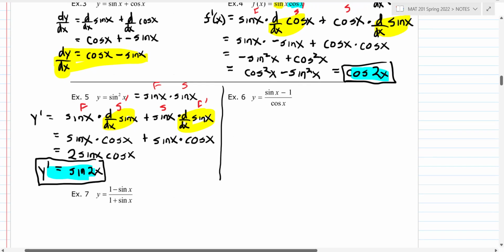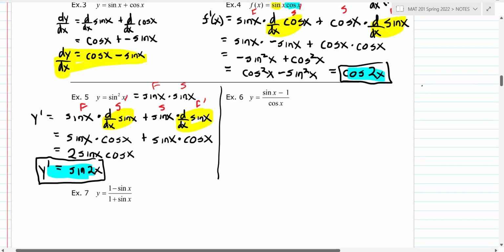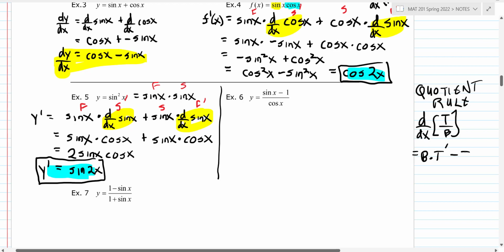This is a quotient rule. You have two fractions, so you have a quotient rule. And the quotient rule goes like this. If you're doing the derivative of a fraction, I like to just say top bottom, then it goes like this. It's the bottom times the derivative of the top minus the top times the derivative of the bottom, all over the bottom squared. We're going to utilize this when we do that.